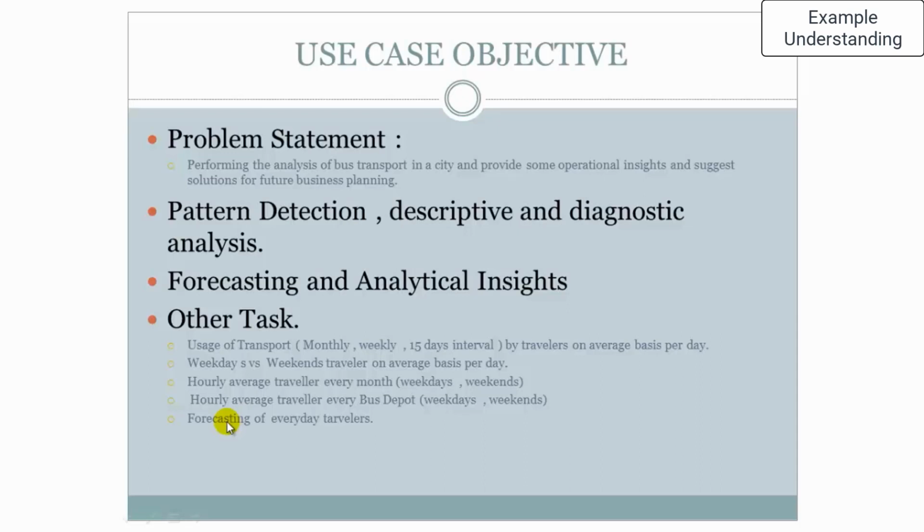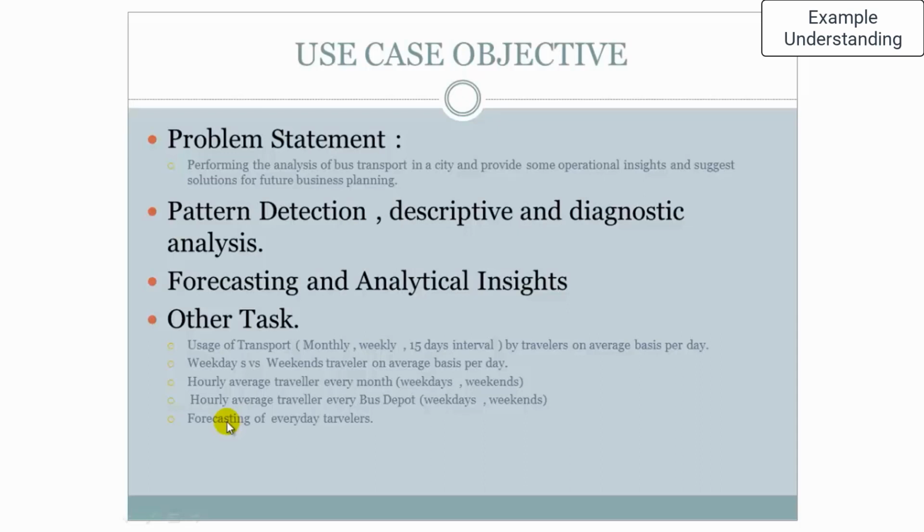Usage of transport: monthly, weekly, 15 days interval by travelers on an average basis per day. Weekdays and weekends travelers on an average basis per day, hourly average travelers per month, hourly average travelers per bus depot, forecasting of everyday travelers. If we go through all these points, it's basically getting the insights from the data we have.